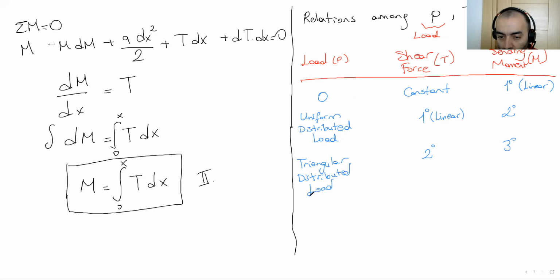If I have a second degree parabolic distributed load, the shear force will be a third degree curve, and the bending moment will be one more than the shear, fourth degree. If there is a point load, by the way, let me put the lines between the rows.